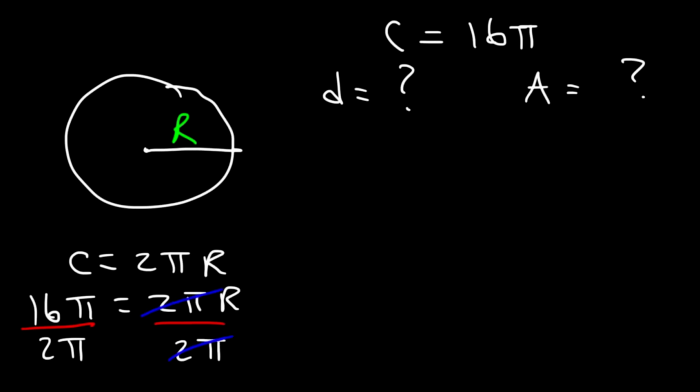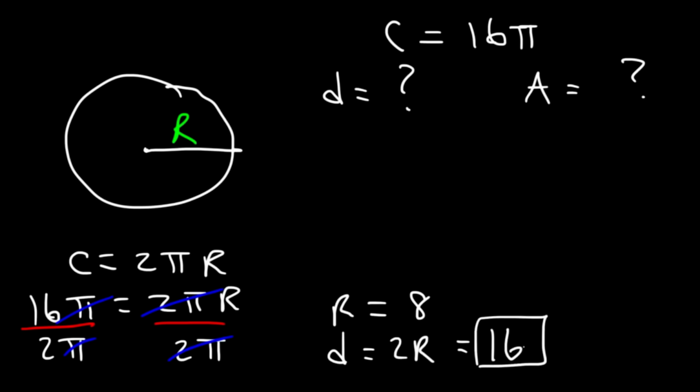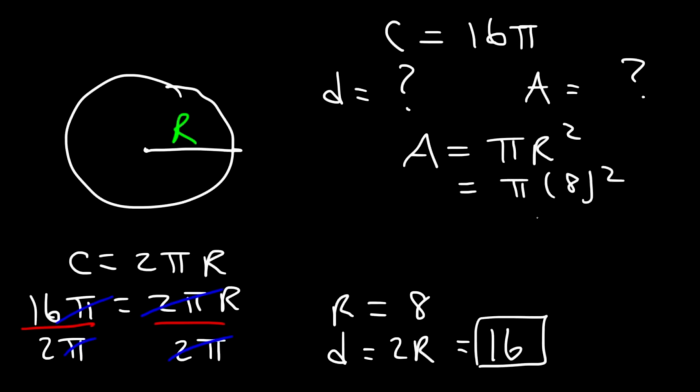So 2 pi divided by 2 pi is 1. Here the pi's cancel. So the radius is 16 divided by 2, so it's 8 units long. If you have the radius, you can easily find the diameter. The diameter is twice the length of the radius, so it's 16 units. So now we can find the area, which is simply pi r squared. So it's pi times 8 squared, or simply 64 pi.